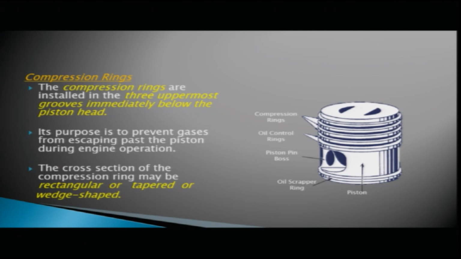So, the purpose of the compression ring is to prevent the gases from escaping past the piston during engine operation. The cross section of the compression ring may be rectangular or tapered or wedge shaped.